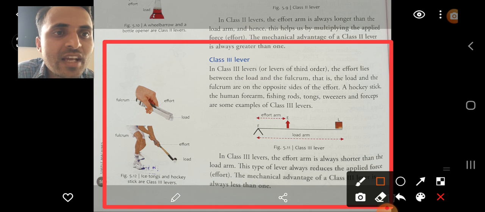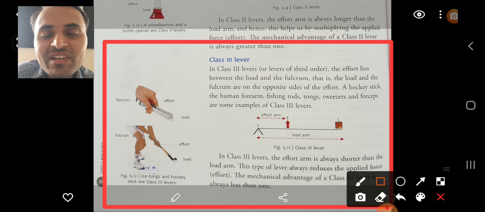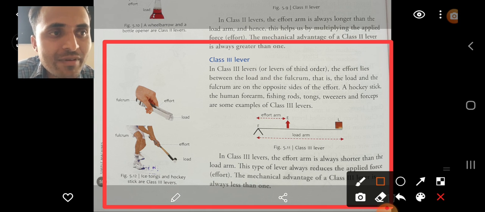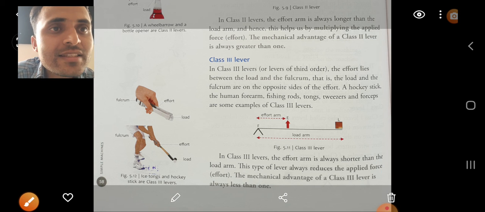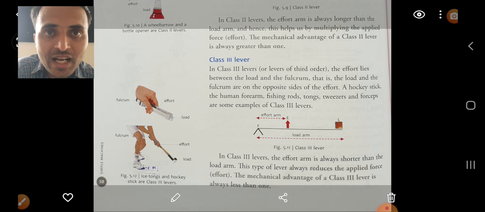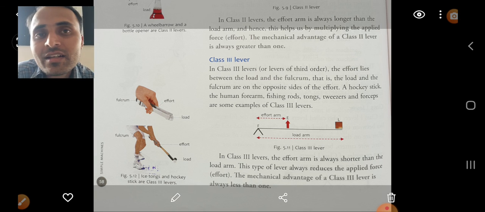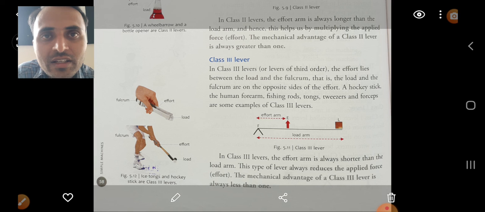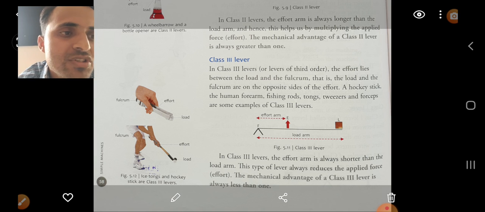Okay, and the mechanical advantage of a class 3 lever is always less than 1. And the mechanical advantage of a class 2 lever is always greater than 1. So class 2 levers are in maximum use because they have a mechanical advantage greater than 1, because they lift the load with minimum effort. So this is all about the lever. That is the first type of simple machine.